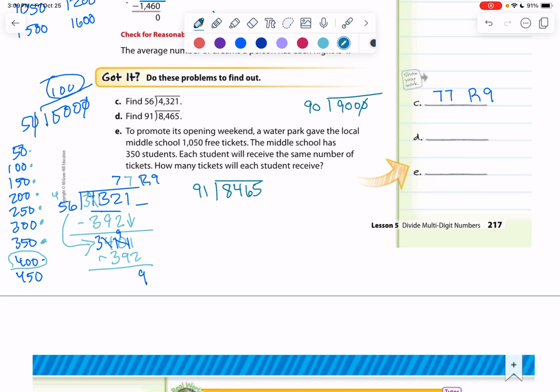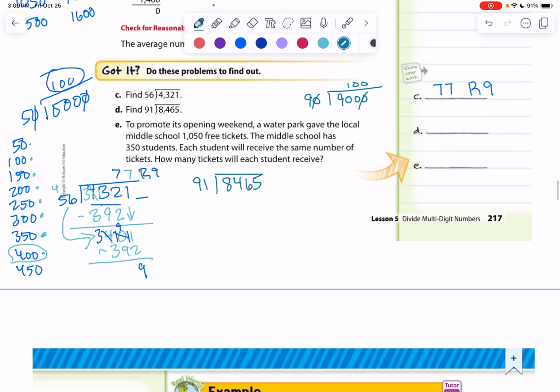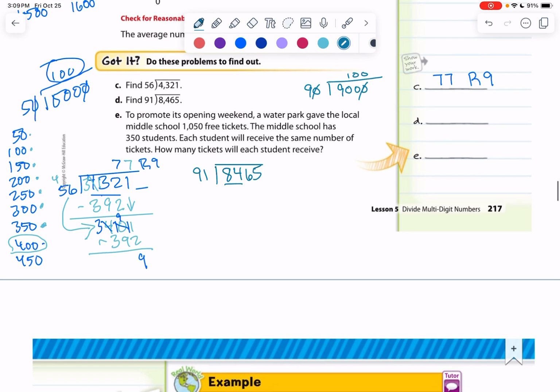All right, so if I did 9,000 divided by 90, that's a pretty reasonable estimate. I'll cross out my zeros here. So 9 times 100 is 900. So 90 times 100 would be 9,000. So we're probably going to have another just under 100 quotient because I can't divide 84 things by 91. Okay, so 846.